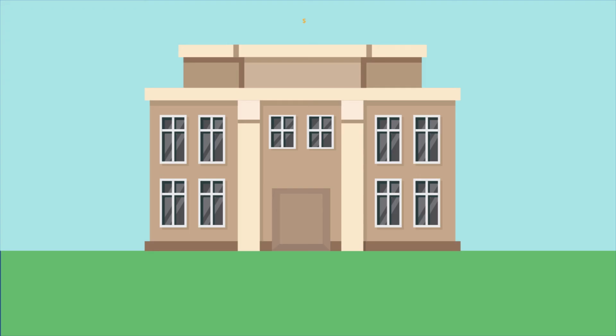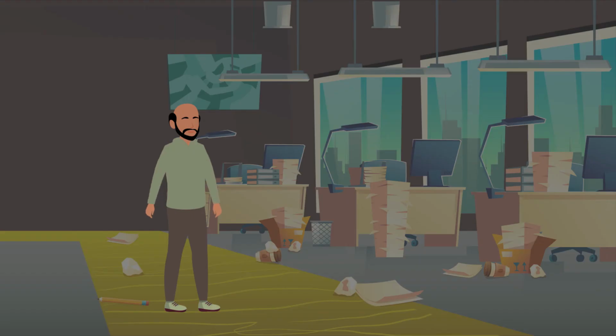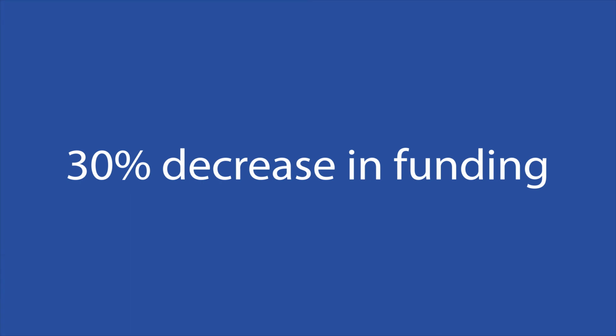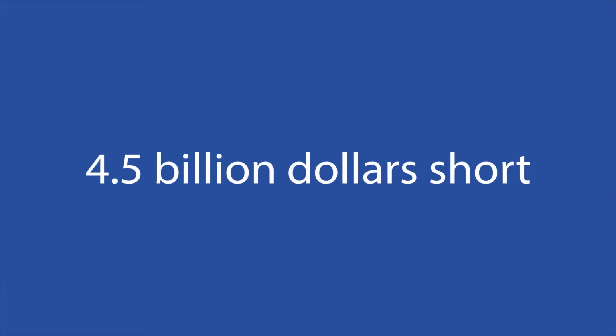Because these methods are often controlled by public health officials, primary prevention relies on government funding. The problem is that most public health departments are chronically underfunded. Since 1960, the U.S. federal government has cut the proportion of public health funding by 30%. Across the nation, researchers estimate public health departments are $4.5 billion short of what they need.